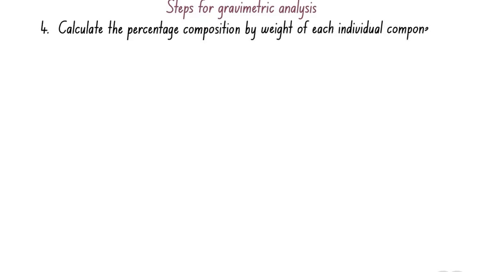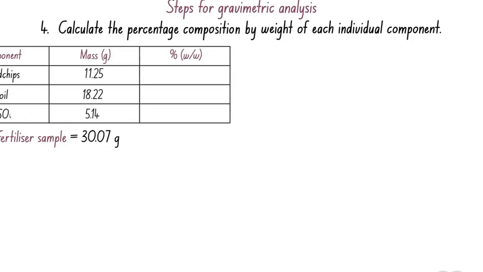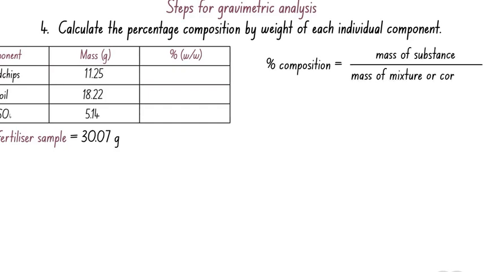Now that they've measured the weight of each component in the fertiliser, they are ready for the final step of gravimetric analysis. This involves calculating the percentage by weight of each individual component. They begin by calculating the percentage of wood chips in the fertiliser mixture. Long Jane Silver writes down the relevant data from her experiment. Then she writes down the formula for percentage composition.